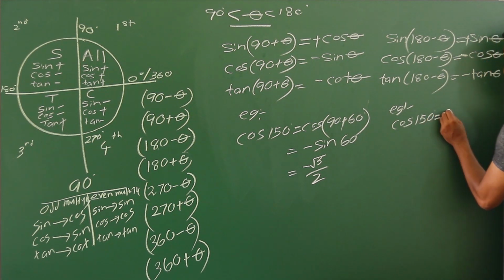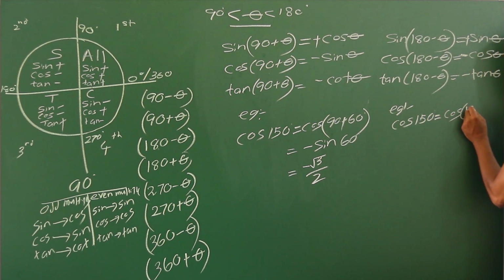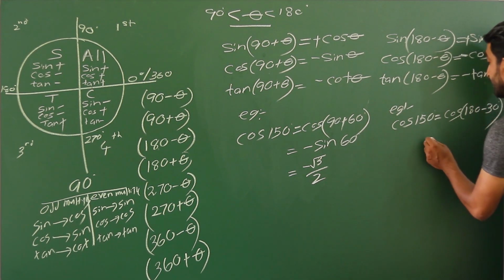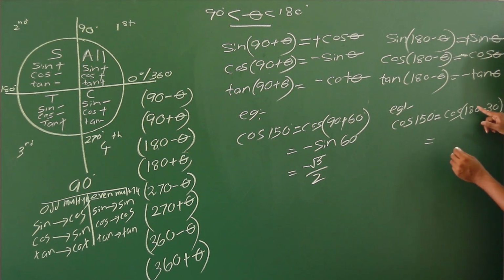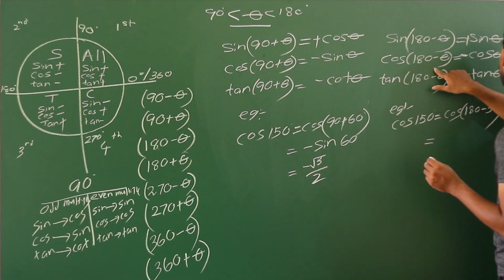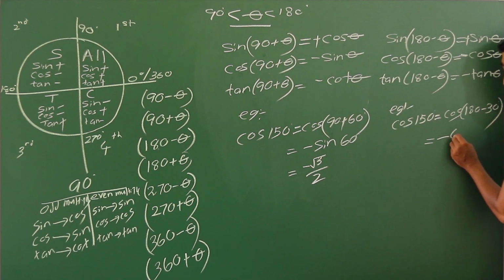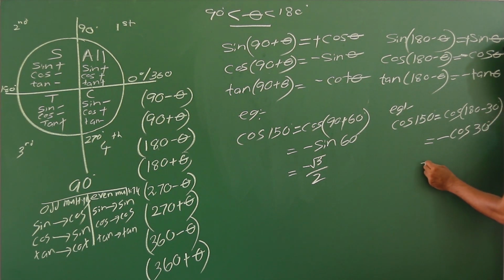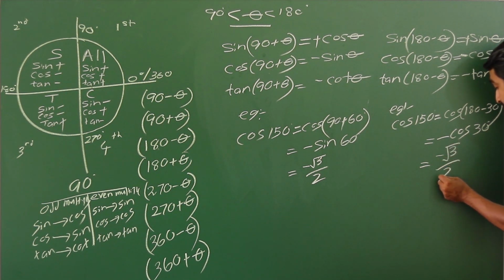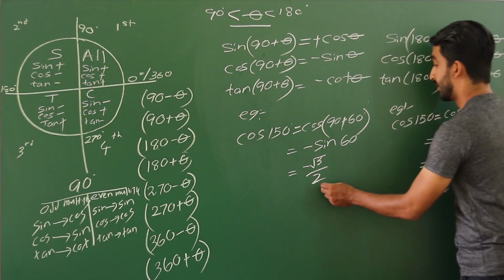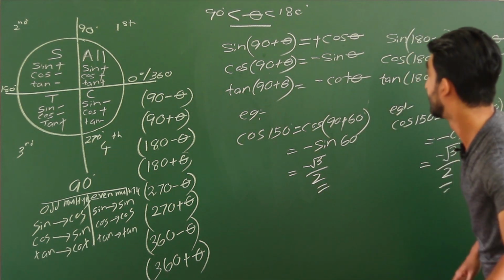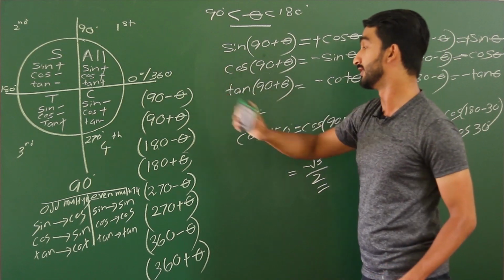we can write cos(180 minus 30), which is 150. Dealing with cos(180 minus theta) means minus cos theta, and instead of theta we have 30 degrees, so minus cos 30. If you remember, cos 30 is root 3 over 2, so we get minus root 3 over 2, the same answer. Okay, so now I'll be moving to the third quadrant.